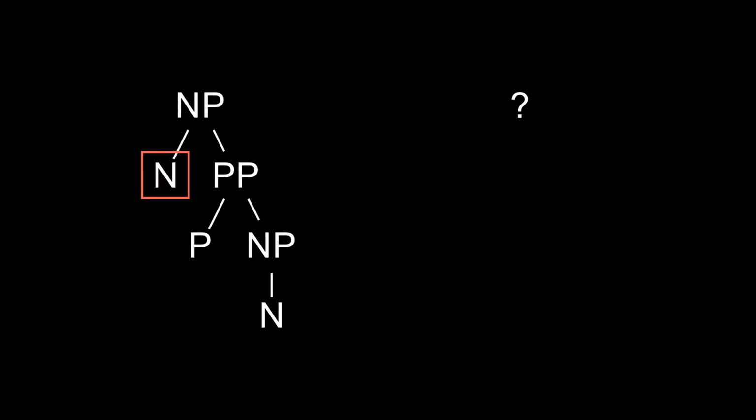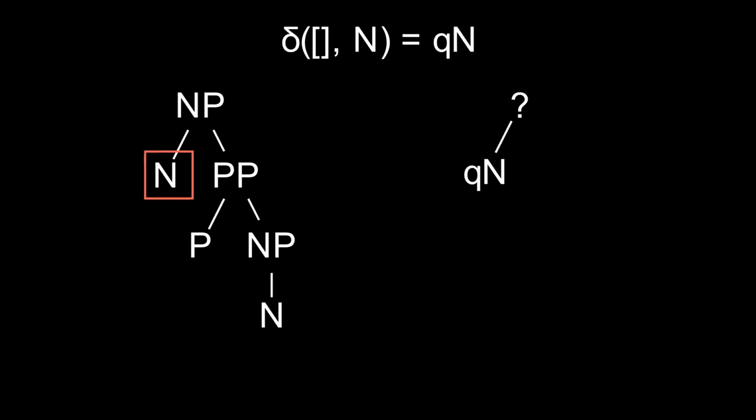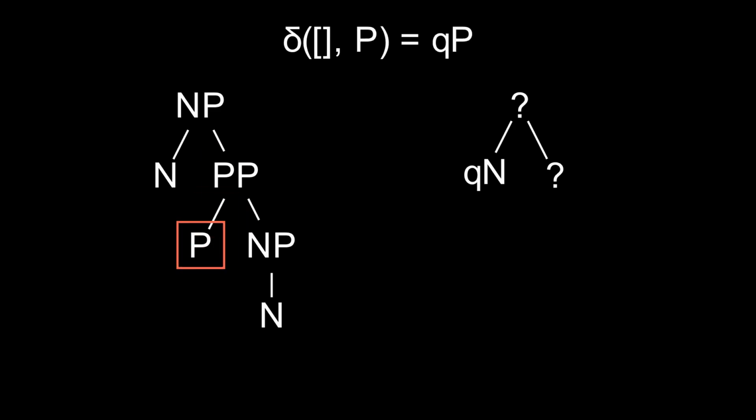We'll start with the left child N. N is a leaf, and we have a rule that returns the state QN when we have an N leaf. Now we move to the other child, PP. We don't have its children's states, so we need to find those first, starting with P. P is also a leaf, and we have a transition rule that returns the state QP when we read a P leaf. Now we move to the other child.